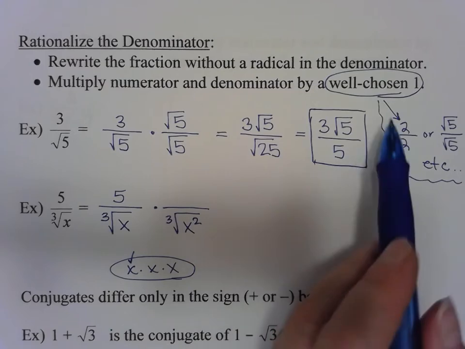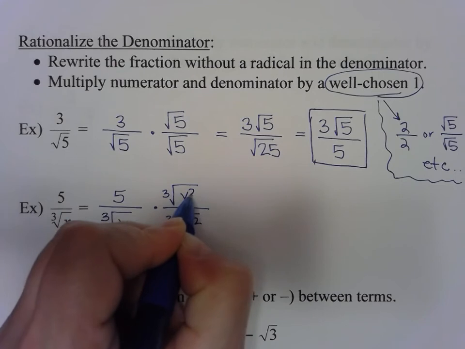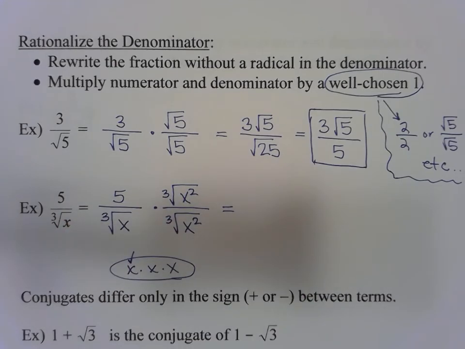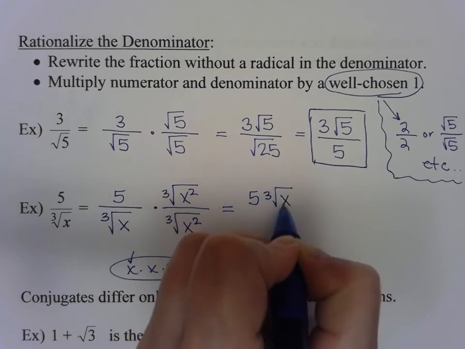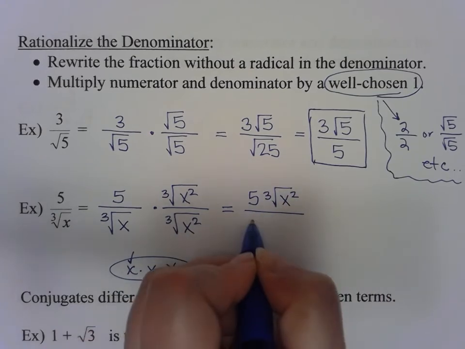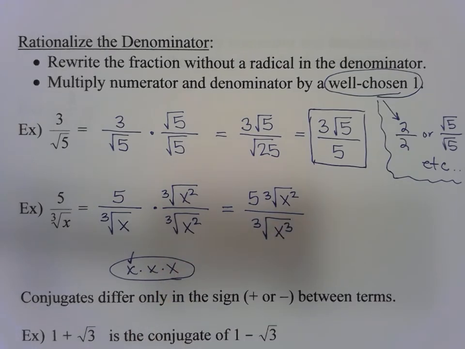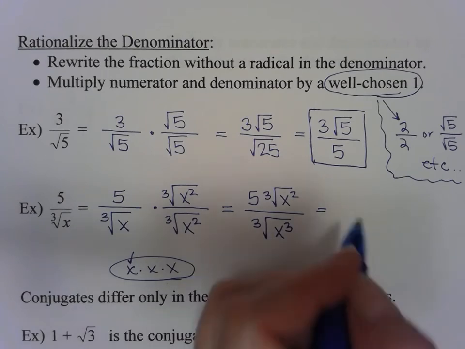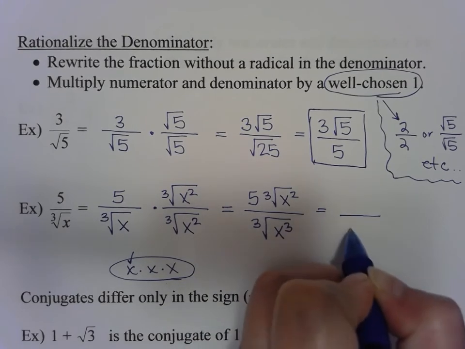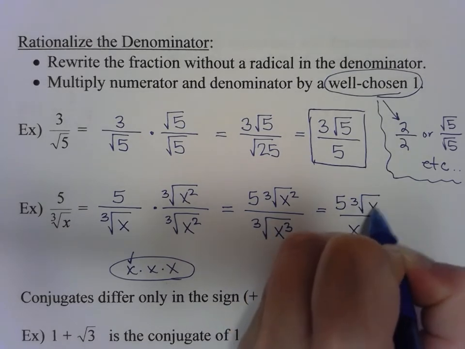In order to be that well-chosen 1, I need to multiply the top and the bottom by the same thing. And then I'm going to multiply across. X times x squared will give me x cubed. The cube root of x cubed, just like we've got it drawn out here, right? That's one group of 3, or I'm going to divide the exponent by 3 because of the cube root, and I'm going to get x in the denominator, and I'm going to keep my numerator.